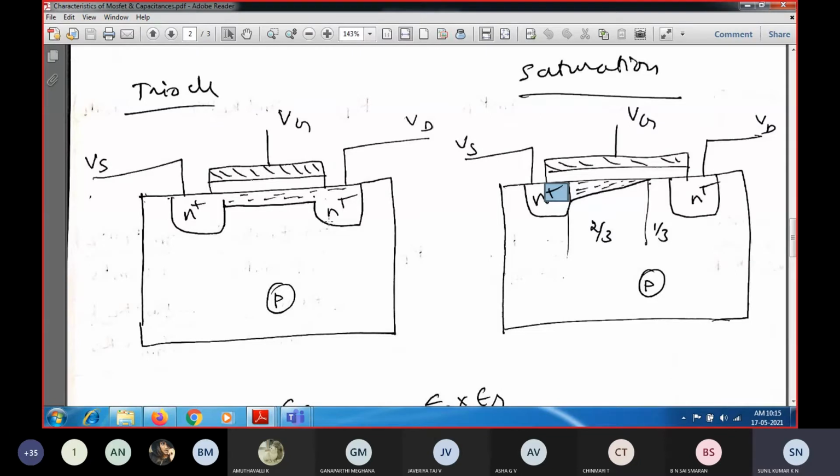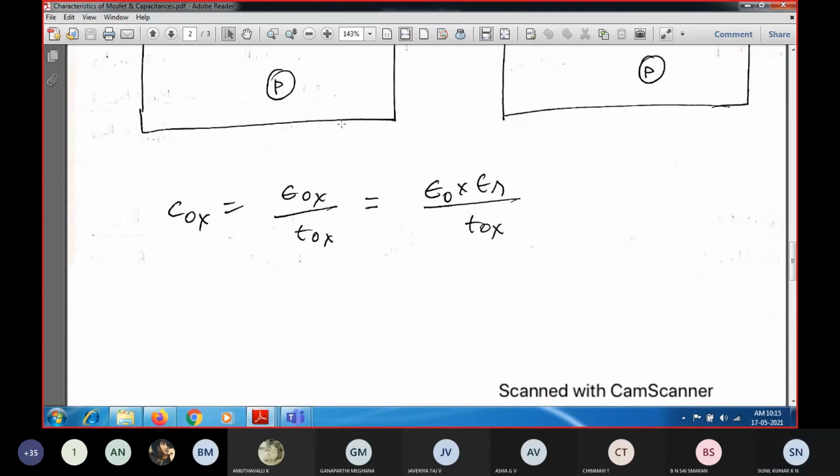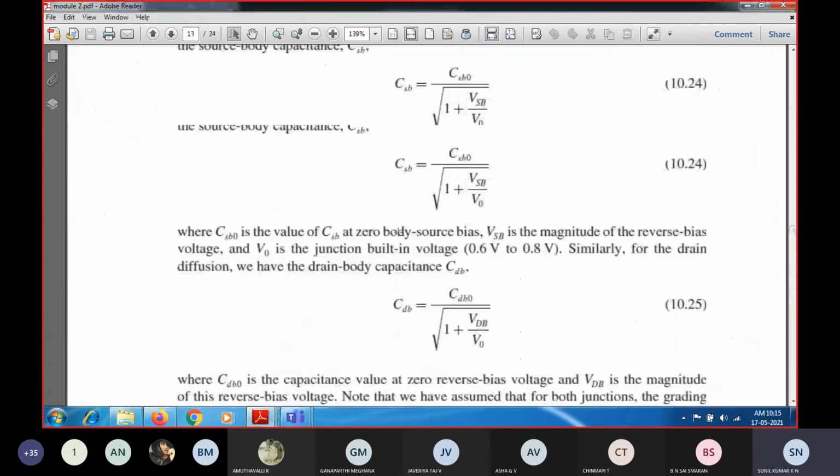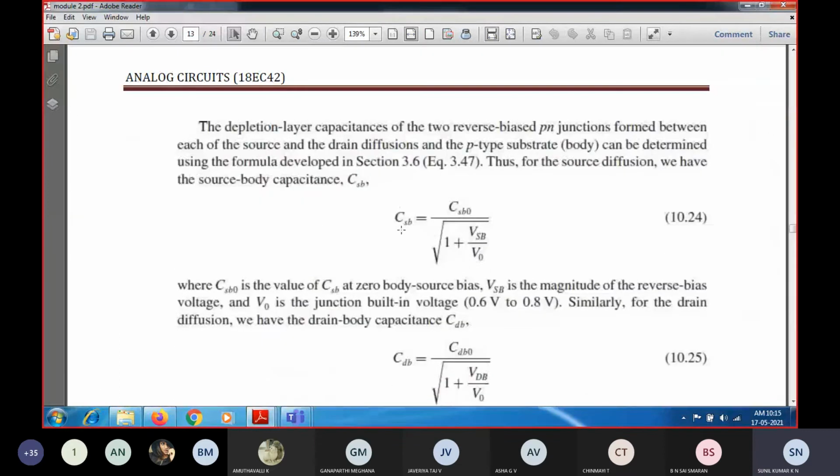Okay, now what is the next capacitance? That is the junction capacitance. The junction capacitance is because of the depletion layer exhibited between the source as well as drain region with respect to the p-type substrate. So you are going to have two reverse biased PN junctions, formed between the source and substrate, and between the drain and substrate, that is the drain region as well as the source region with the p-type substrate. It has been given with this formula.